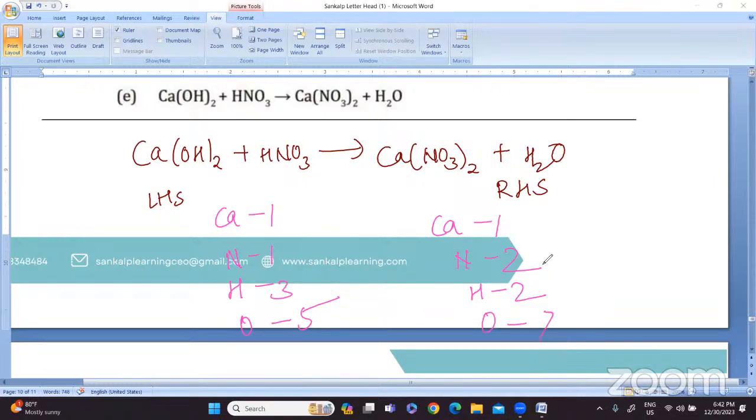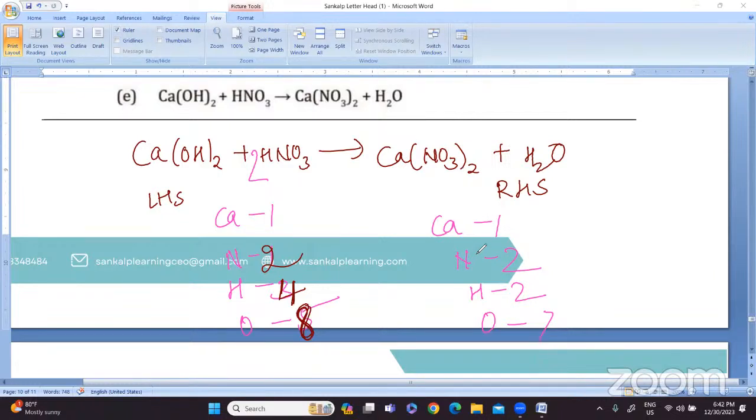Okay, now balance it. So when you're balancing it, if I put here 2, now just see, calcium will be 1 on both sides. Then nitrogen here will be 2. Then hydrogens will be 4. Okay, 4 hydrogen atoms. Then oxygen atoms, 8 oxygen atoms.